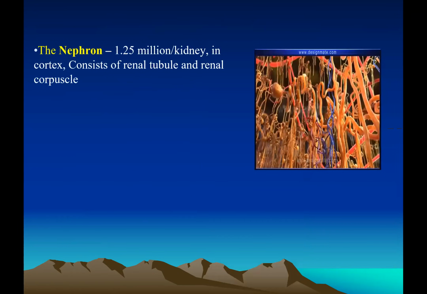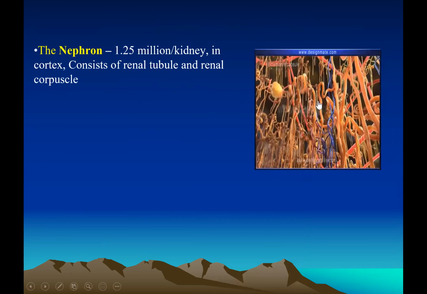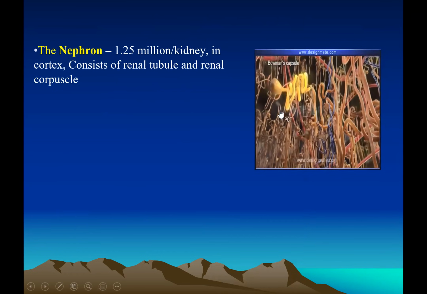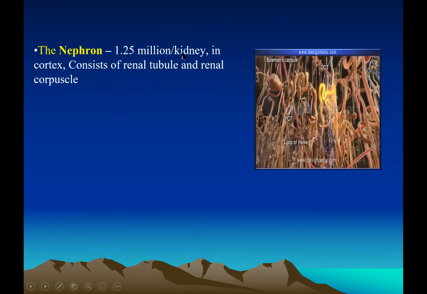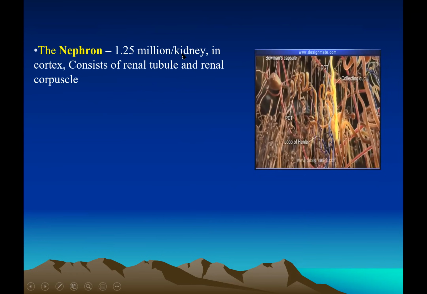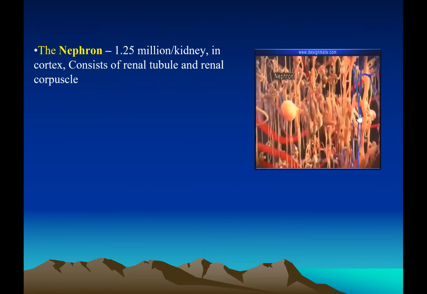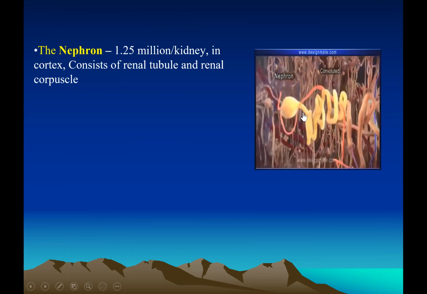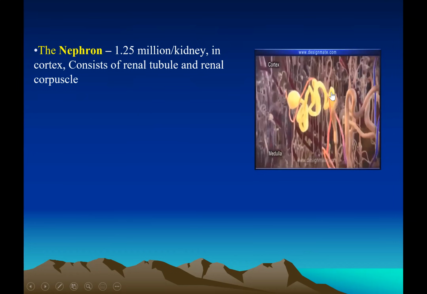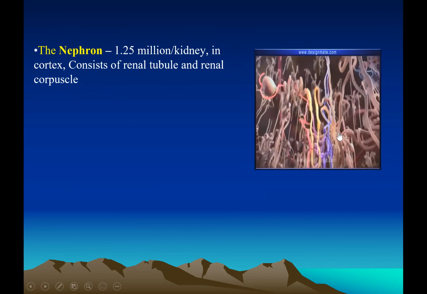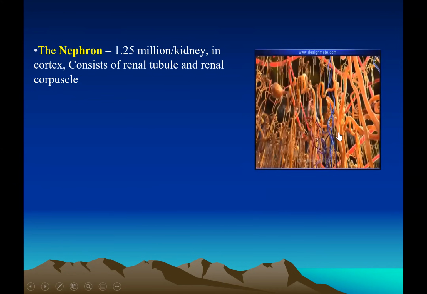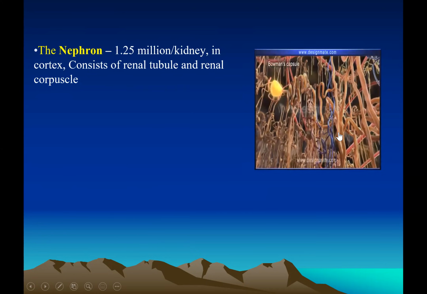The cells that make the kidneys and are responsible for making the urine are called nephrons. There are millions of nephrons in each kidney, 1.25 to 1.4 million per kidney. Each nephron is made up of a long tube, and that's what you'll be studying in the future slides. It will have something called the renal corpuscle.